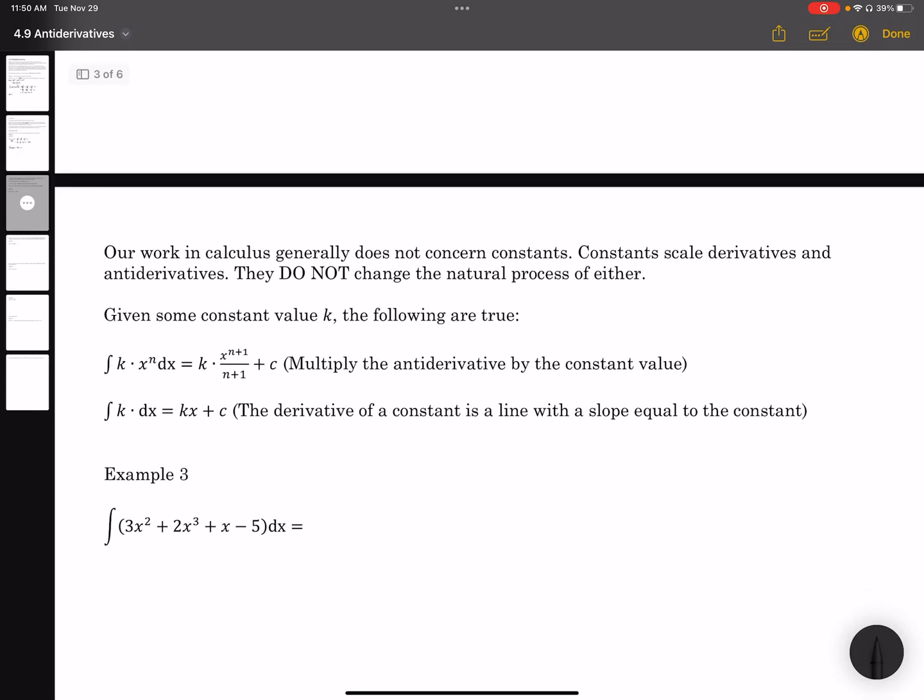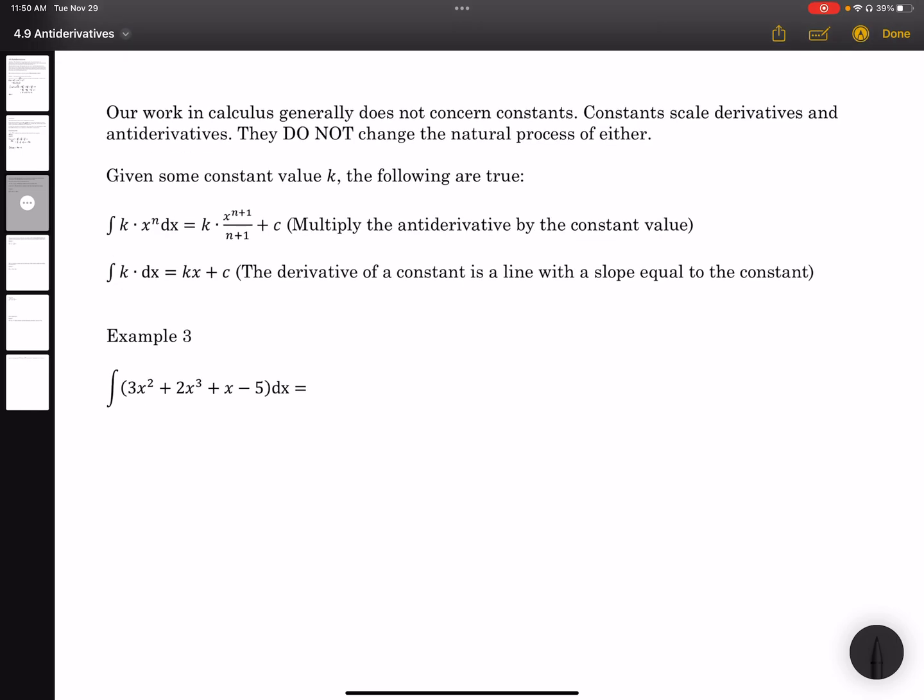So moving to our next example. When we're doing antiderivatives or derivatives, constants don't affect how we find a derivative. They affect the value of the derivative. They don't affect the process, how we do it. So if we have a constant multiplied by some function, you just apply the same rules for antiderivatives and then adjust for whatever calculations the constant presents.